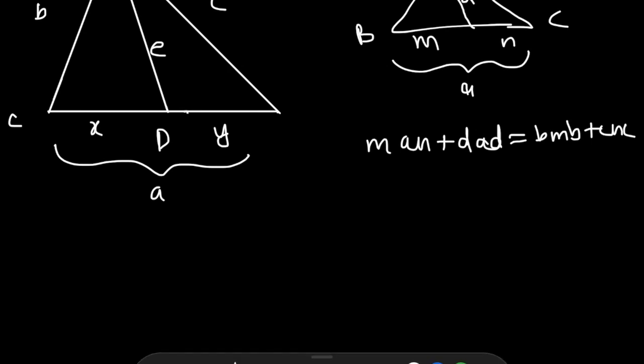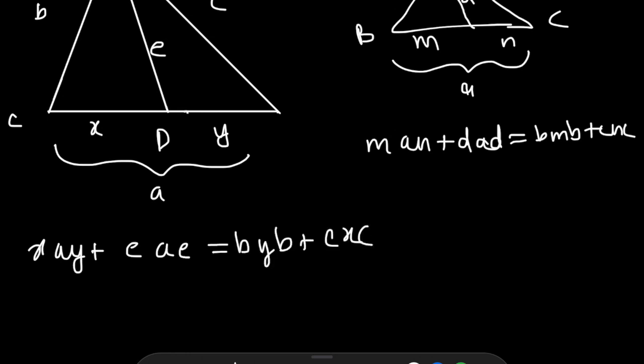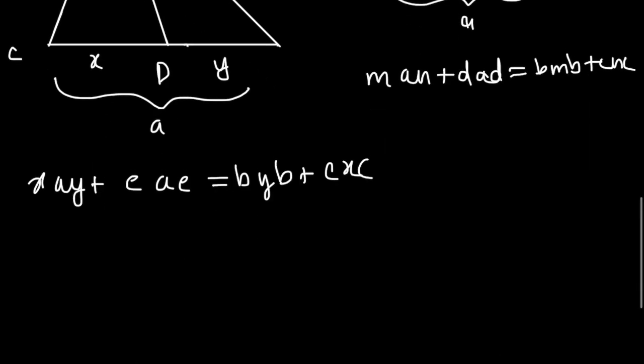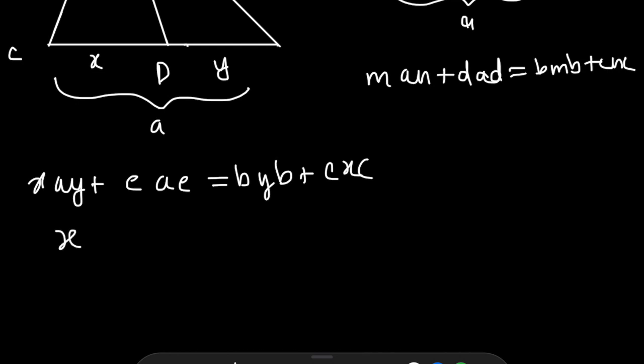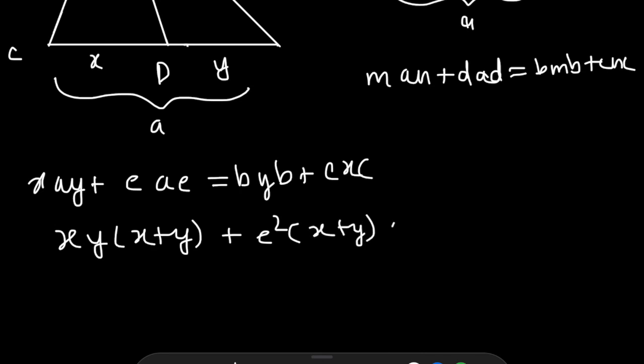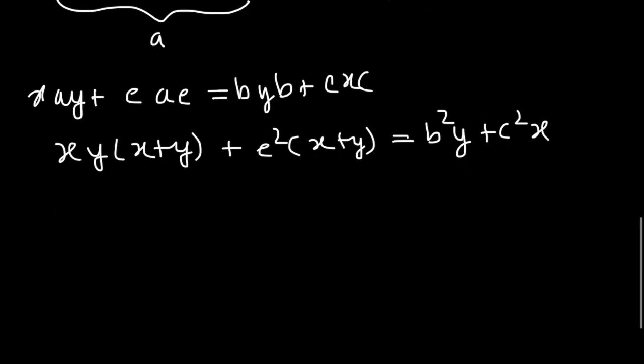So applying this to our triangle, we get that xAy plus eAe is equal to bYb plus cXc. Right, and let's go ahead and use the fact that a is equal to x plus y and simplify things a little bit. So we get that xy times (x plus y) plus e squared times (x plus y) is equal to b squared y plus c squared x. And our next step is going to be to isolate e squared.